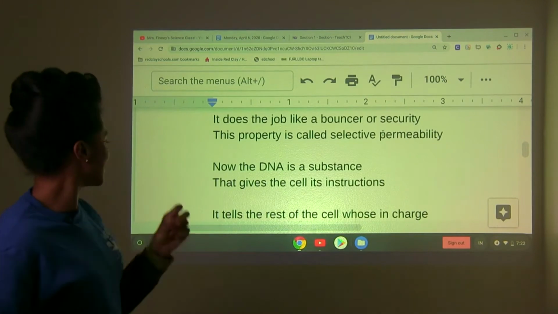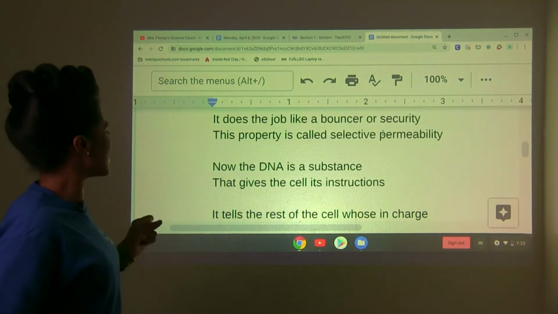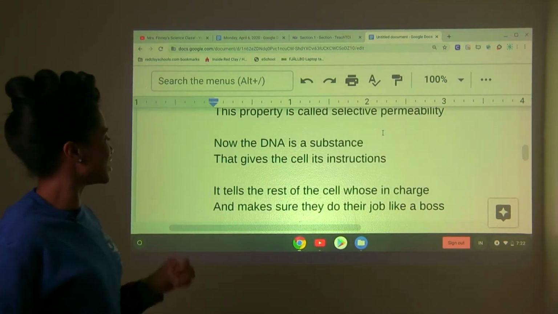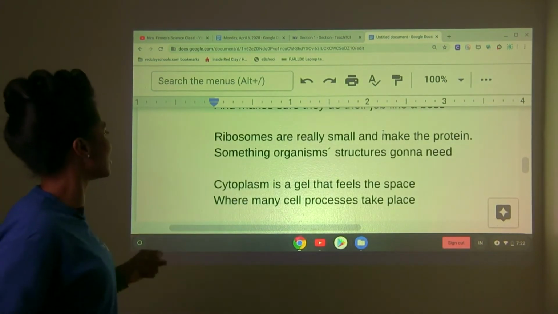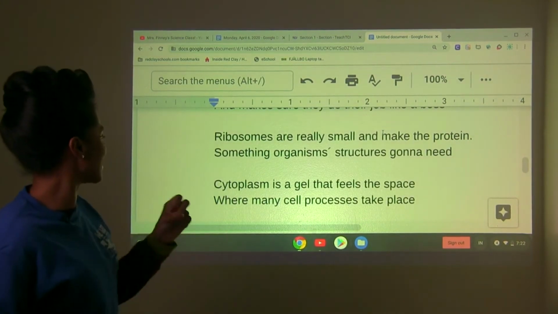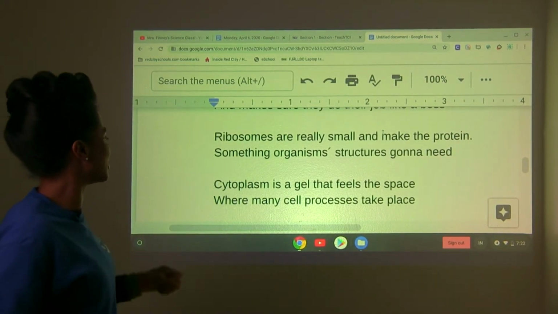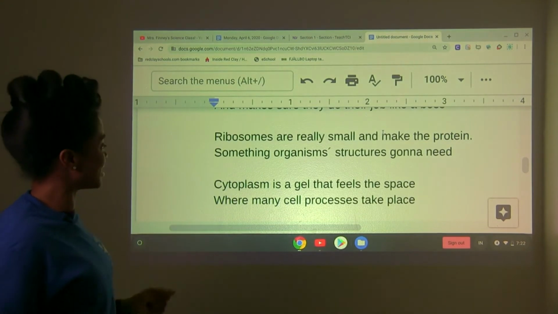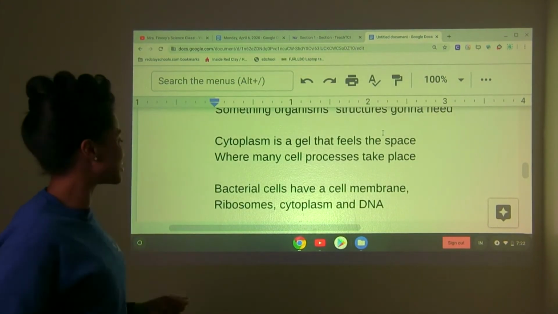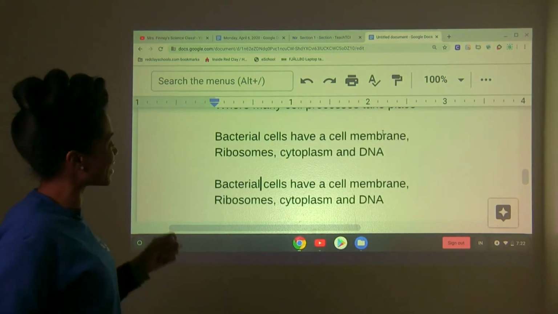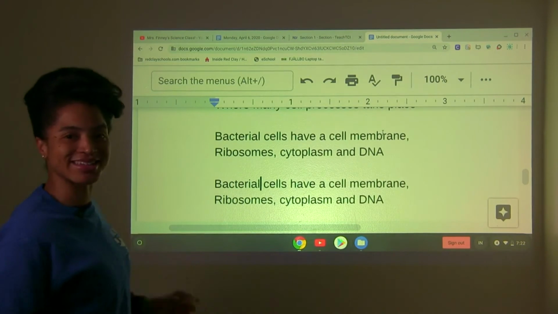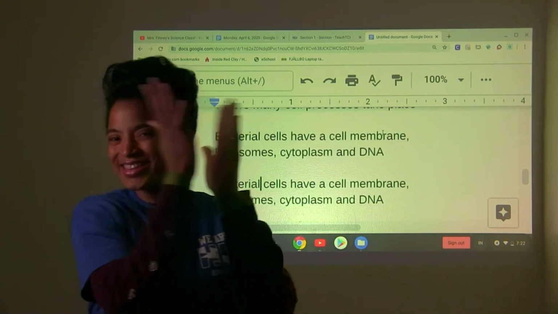Now, the DNA is a substance that gives the cell its instructions. It tells the rest of the cell who's in charge and makes sure they do their job like a boss. Ribosomes are really small and make the protein, something the organism's structure is going to need. Cytoplasm is a gel that fills the space where many cell processes take place. Bacterial cells have a cell membrane, ribosomes, cytoplasm, and DNA.